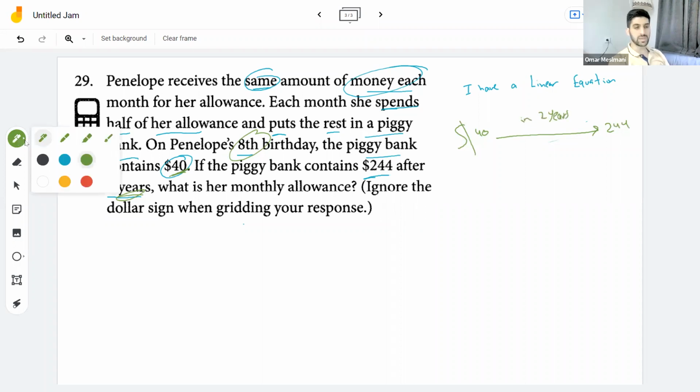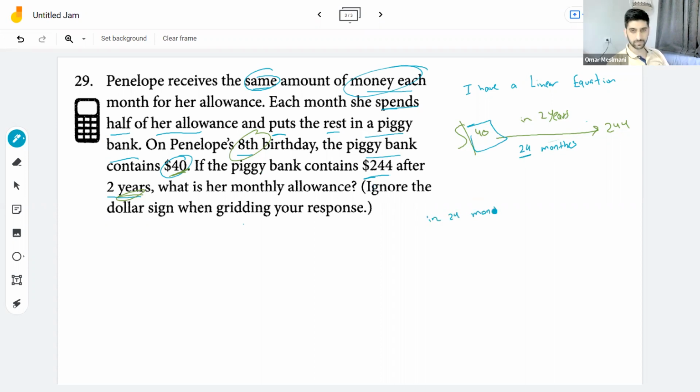These 2 years, how many months? 24 months. So in these 24 months, how much extra did she add? She had an extra of $204, because she already had 40 and now she has 244. So how much extra? It's 204. That is in 24 months.